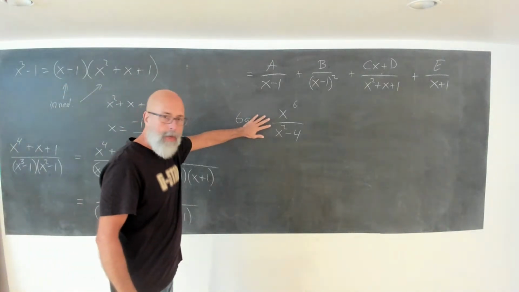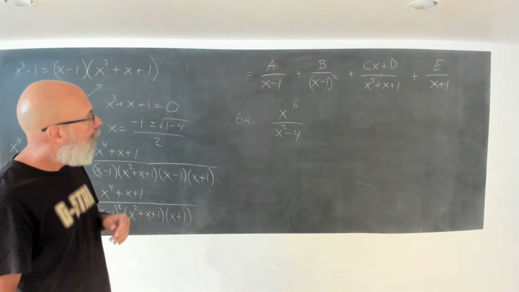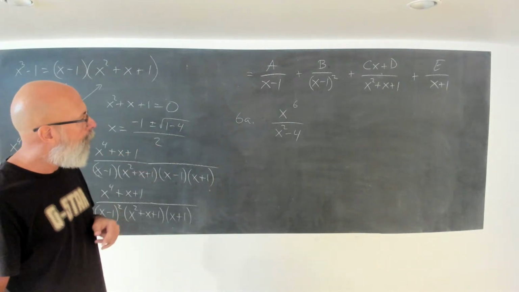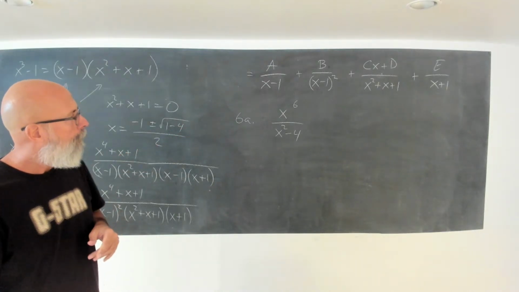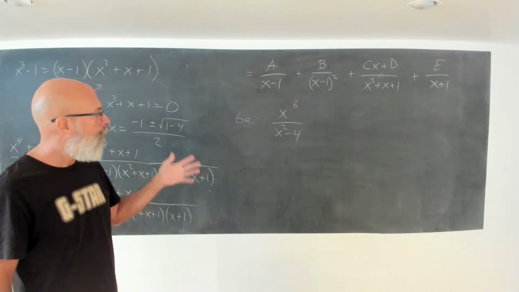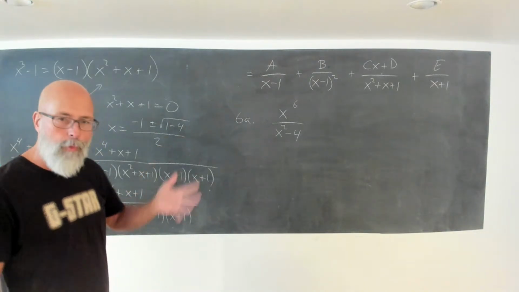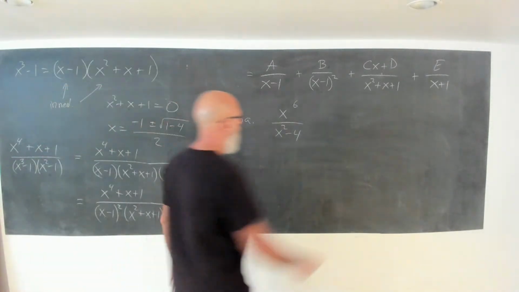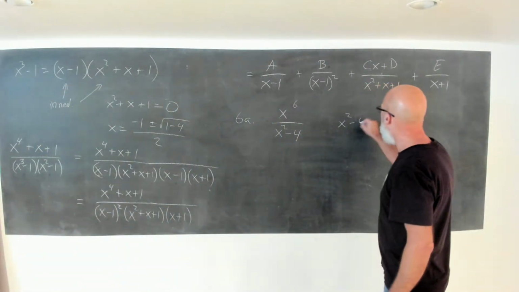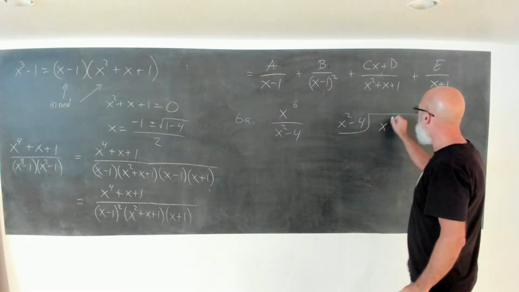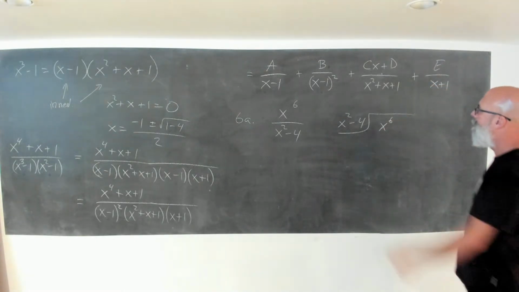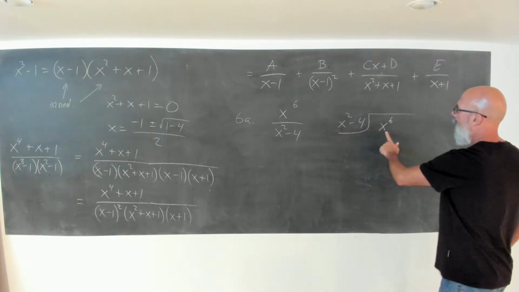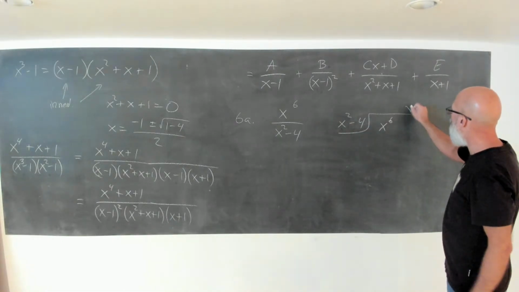But back to this example, where the numerator is of higher or equal degree than the denominator, and as I suggested last time, what you want to do is start with some long division. So let's do some long division. X to the 6 divided by that. So what must we multiply to x squared to get an x to the 6? And the answer is x to the 4.